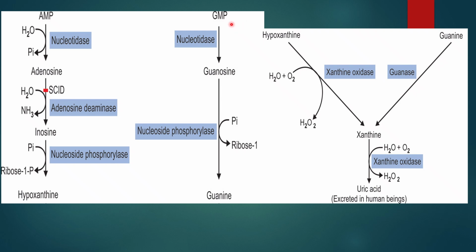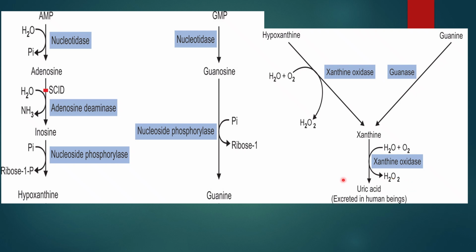Similarly, GMP can be converted into guanine via guanosine formation. Then further, hypoxanthine and guanine, via the enzymes xanthine oxidase and guanase, are converted into xanthine itself. So ultimately, whether it is hypoxanthine, guanine, or adenine, all of these finally convert into xanthine. This xanthine is finally converted into uric acid via the same enzyme, xanthine oxidase. This xanthine oxidase utilizes water and produces H2O2.